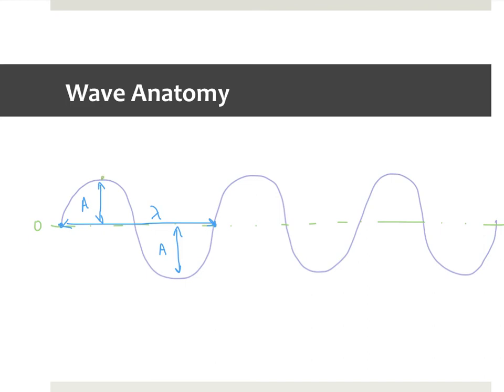Then we have these two things called the crests and the troughs. Crests right here are the top parts, and troughs are the bottom parts, the low points. You can also measure a wavelength from crest to crest, or trough to trough, or between two corresponding points on a wave, like this.